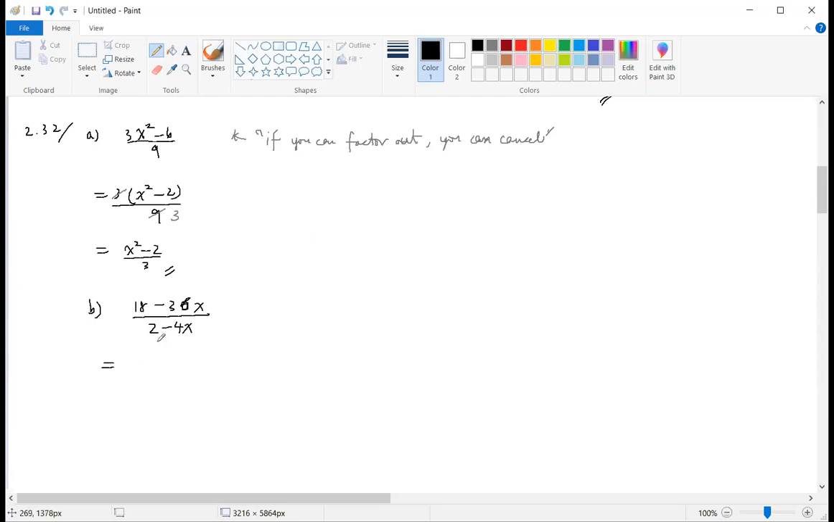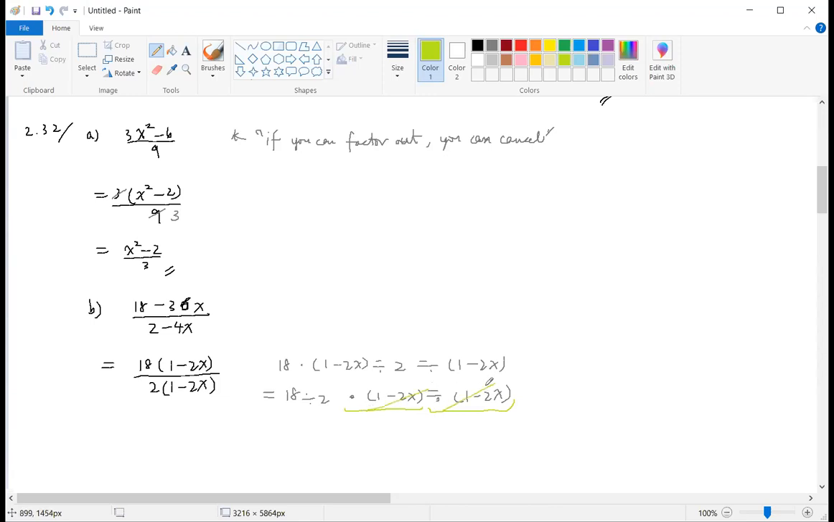Okay, so yeah, let's just factor it first. On the top, I see 18. Bottom, I see 2. Okay, so here, of course, this is as I mentioned. Now, just in case you didn't understand, what is going on here is 18 multiply (1 minus 2x), divide 2, and then divide (1 minus 2x). So this is the same as 18 divide 2 multiply (1 minus 2x), and then divide (1 minus 2x). So you see, multiply and divide, they cancel.